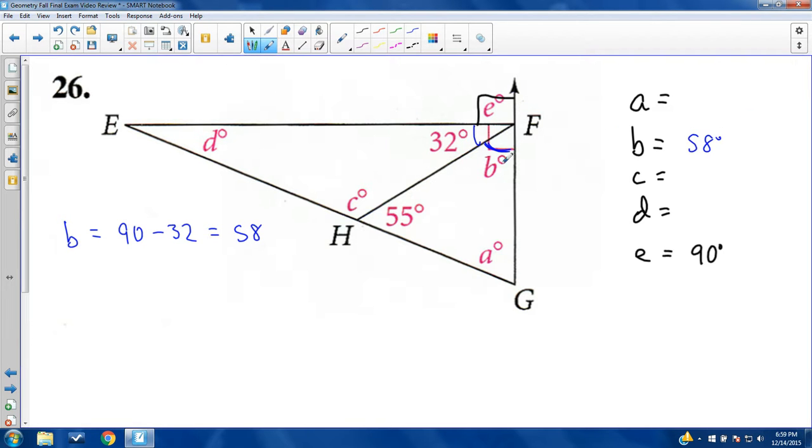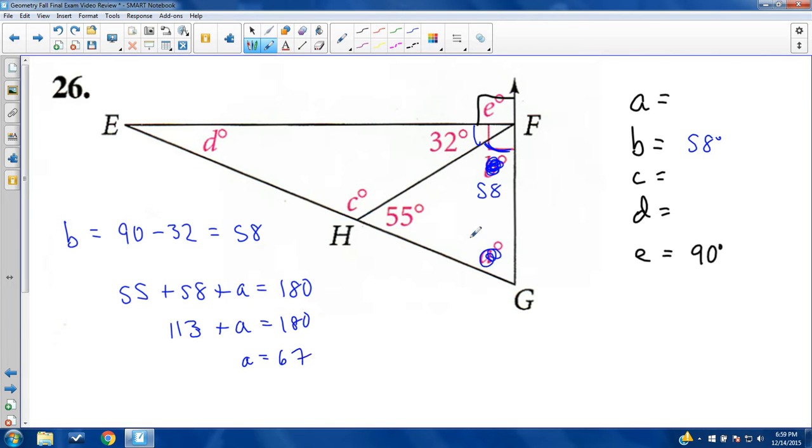Once you do this and you've drawn this diagram, because if you're doing this as homework, then clearly you've drawn the diagrams, scratch that out and put in the 58. That'll be good for you. Now I can work toward A, it seems, here. And you can get 55 plus 58 plus A equals 180 degrees. And so that'll be 113. So A equals 67. So we're on our way here.